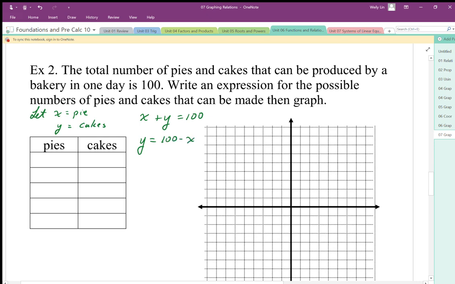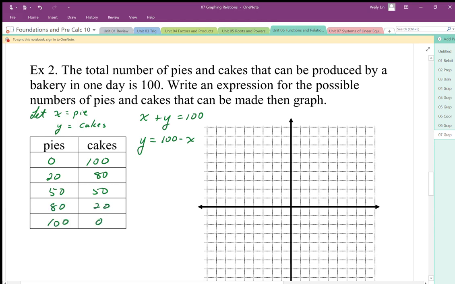And so if I have 0 pies, how many cakes can I make? Well, I'd have to make 100 cakes and pies, so I need to make 100 cakes. If I make 20 pies, there's 80 cakes. And again, based on the word relationship, I can come up with this, but based on my equation as well, 100 minus 20 is 80. We can make 50 and 50. We can make 80 and 20. And we can make 100 pies, but then that means we make no cakes.